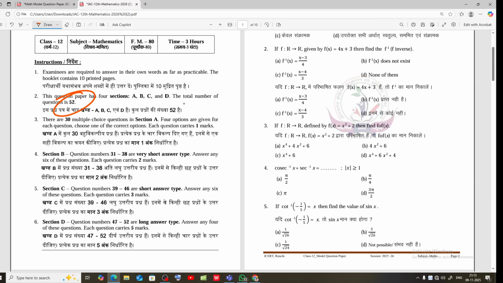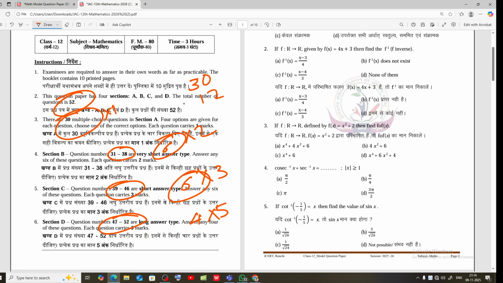Total 52 questions: 30 MCQs, then 31 to 38, any 6 answers; 39 to 46, any 6 answers; 47 to 52, any 4 answers. 5 marks each, 5 into 3, into 2, into 1. That means 30 plus 12 plus 18 plus 20 equals 80 marks. The exam is of 80 marks. So let us see question number 1.